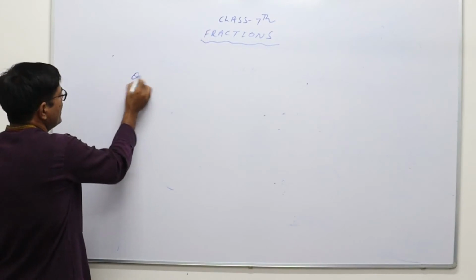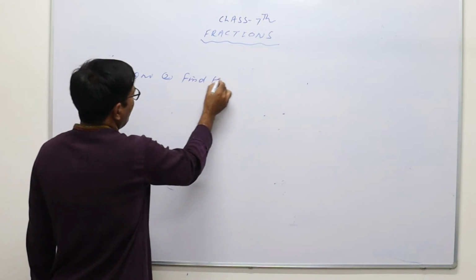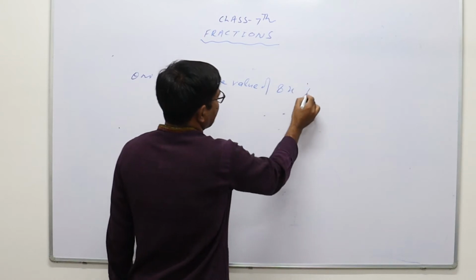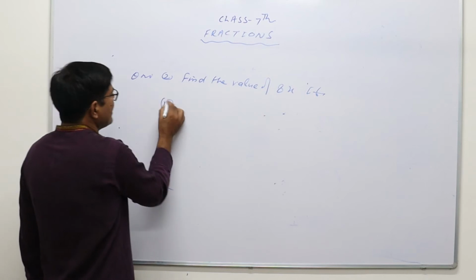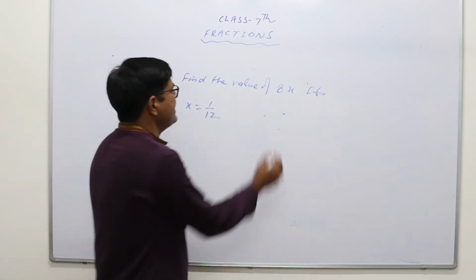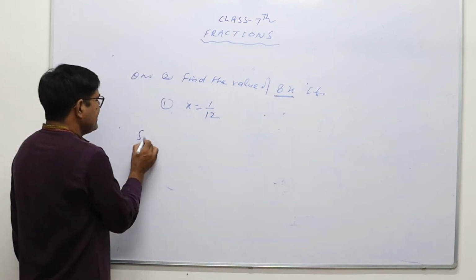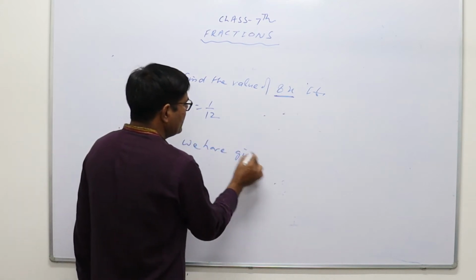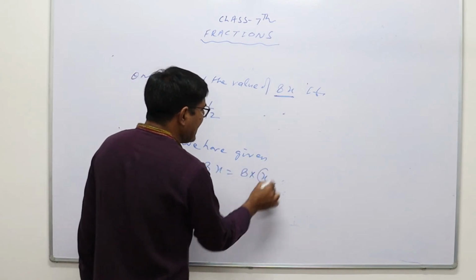Next, question number 2. Find the value of 8x if x is equal to 1 upon 12. What we have to find? One expression is given, 8x. 8x means 8 multiplied with x.